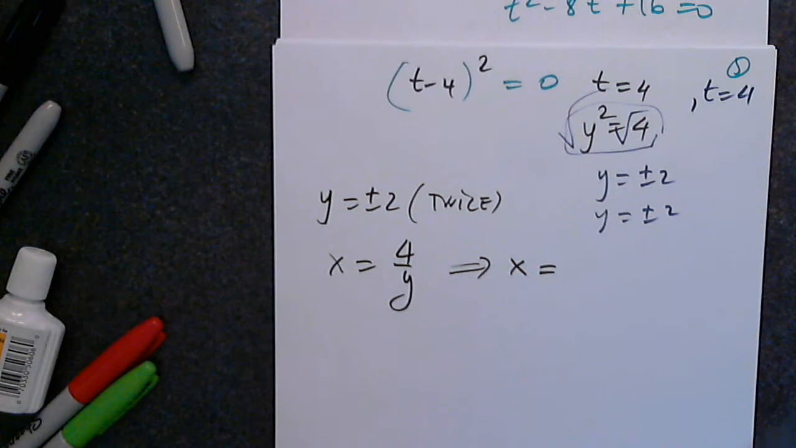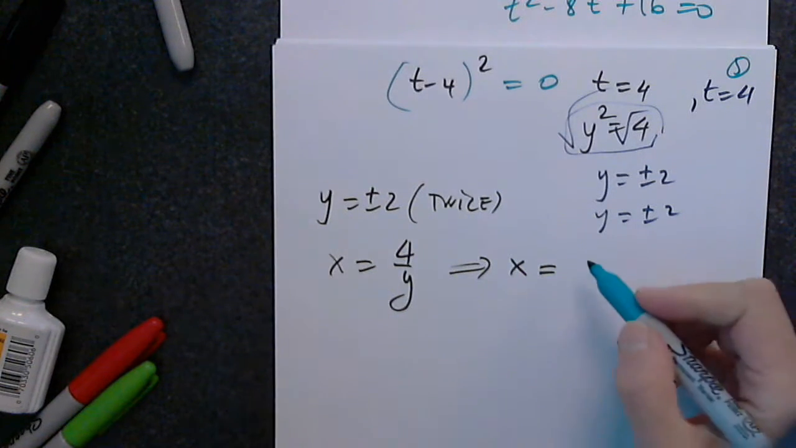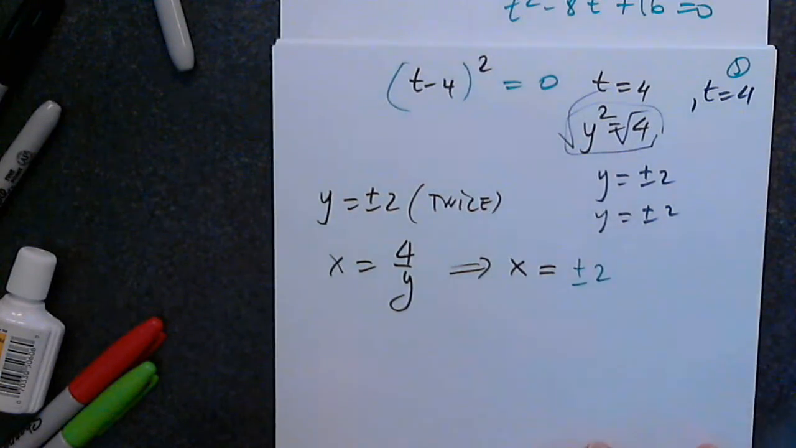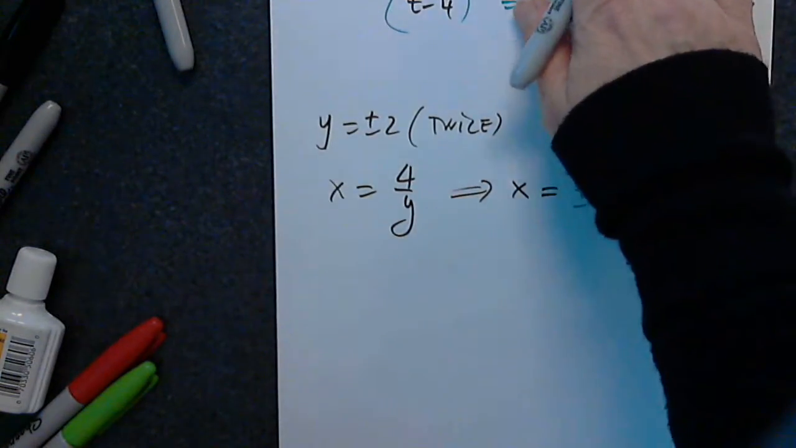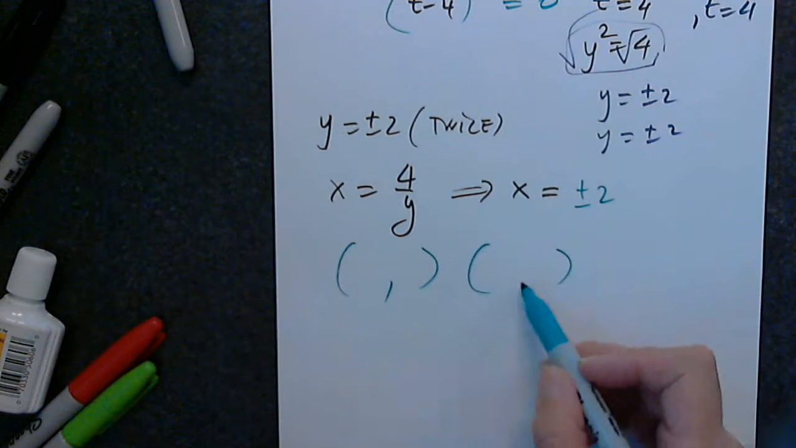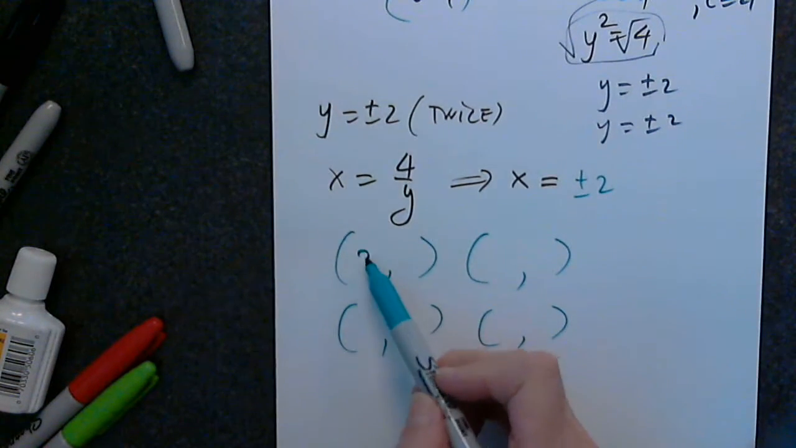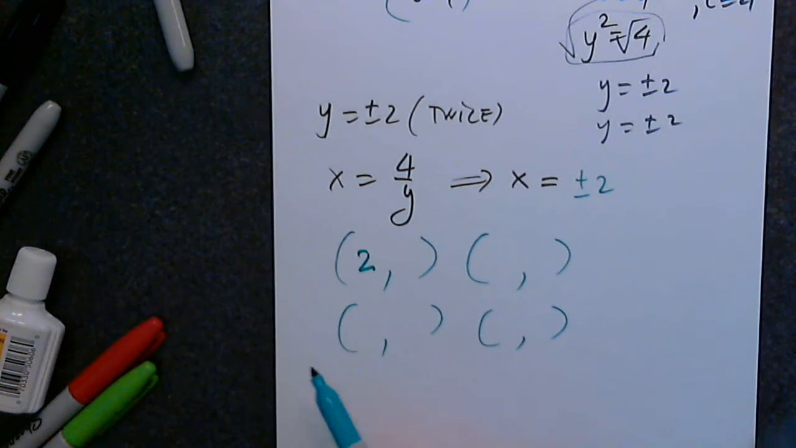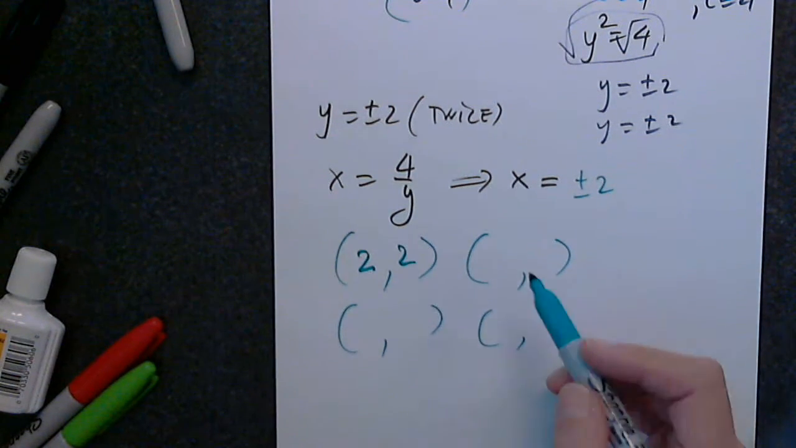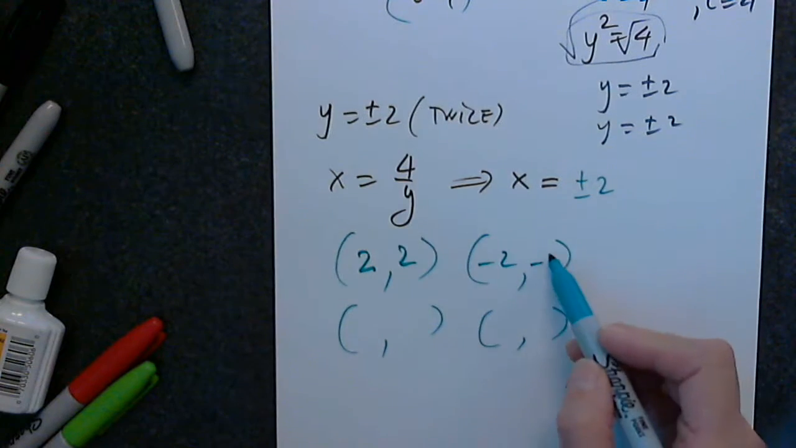What are they? So how much is x? Correct. Very good. Positive 2 and negative 2. But now we have to write 4 solutions. So when x is 2, y is 2. When x is negative 2, y is negative 2.